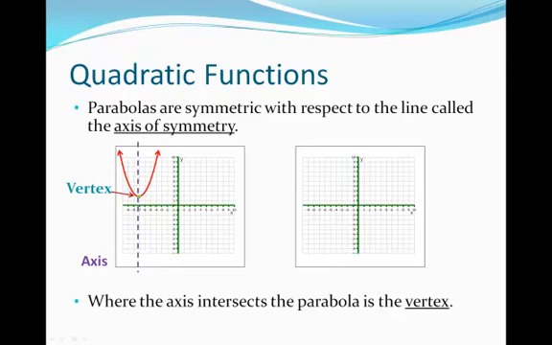Now these parabolas could be facing up or they could actually be facing down. No matter which way they're facing, they still have an imaginary line up the middle that you could fold them, known as the axis of symmetry. And again, wherever that axis, say, crosses the graph, you would get a vertex.